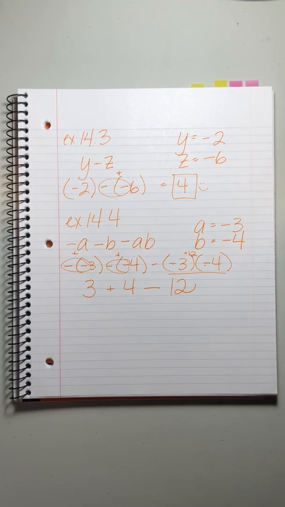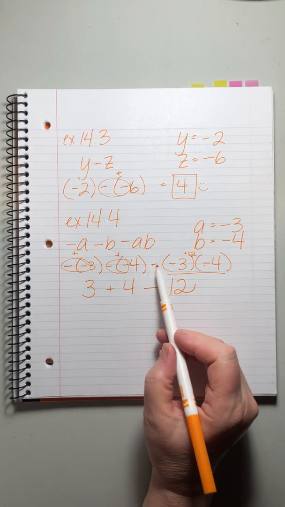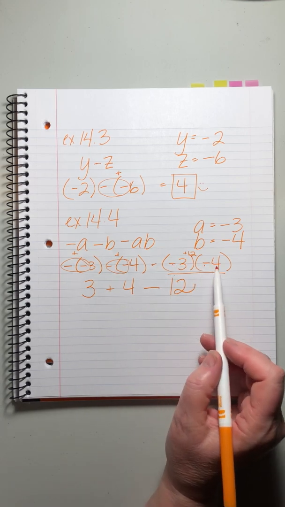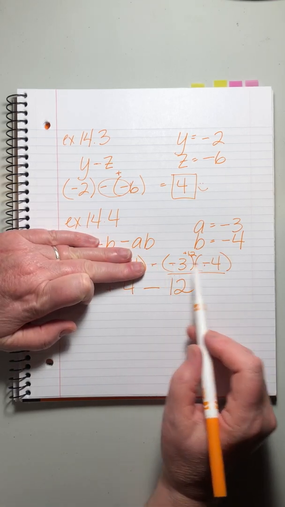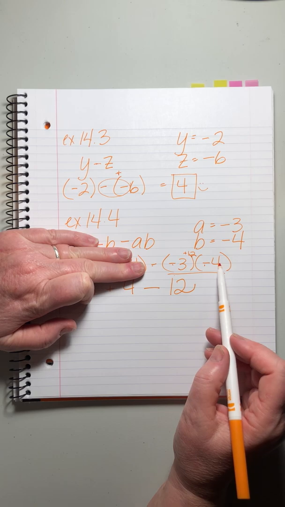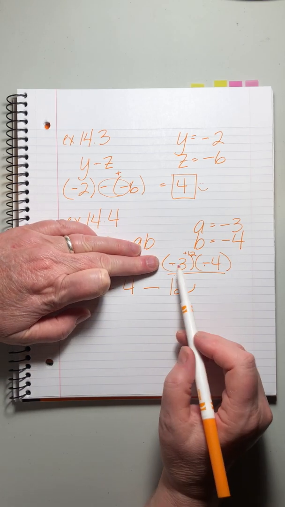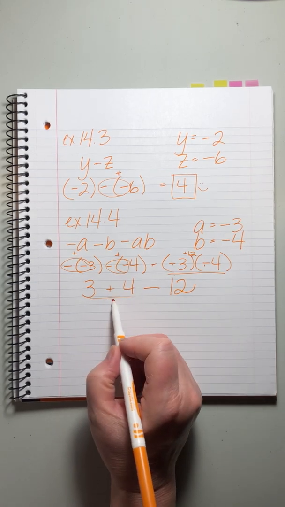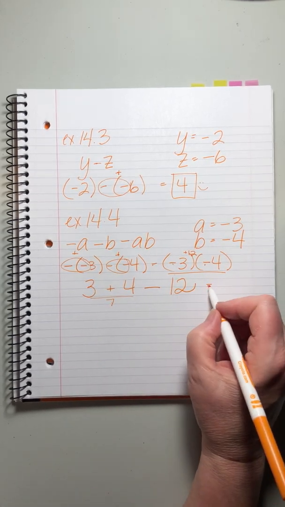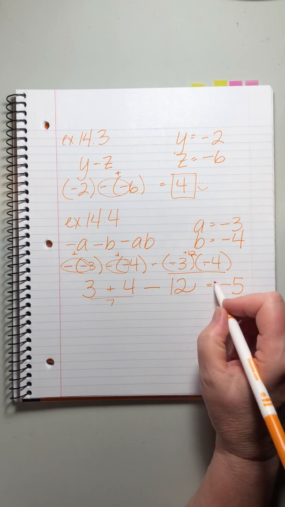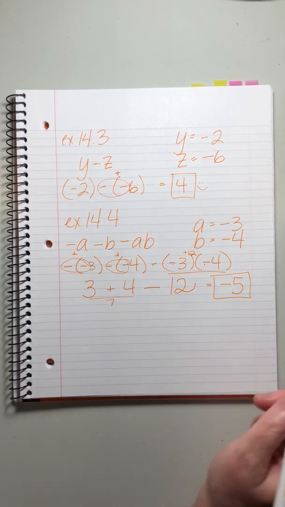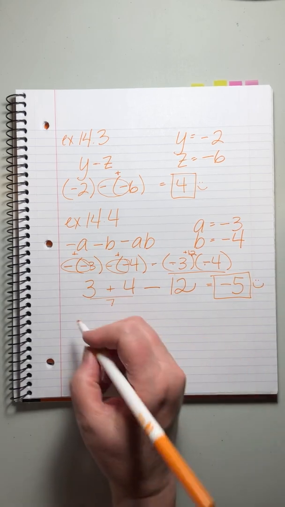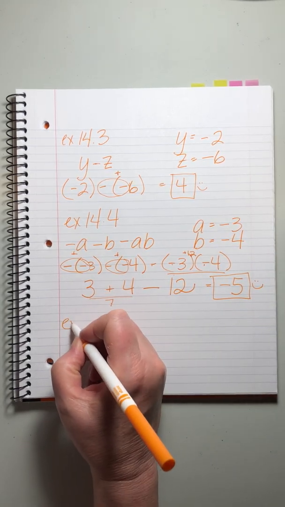So there are 2 ways to approach simplifying when there's a minus sign in front of a product. You can include it as part of the product, plus or minusing, or you can cover it up and then change at the end. Either way. Okay, 3 plus 4 is 7. 7 minus 12 is -5. Yay, that's the right answer. Okay, let's squeeze one more in here.